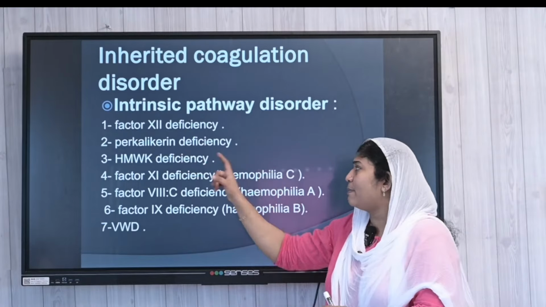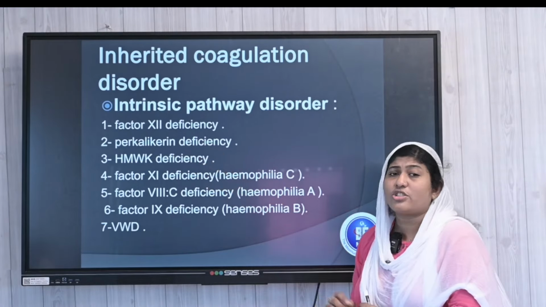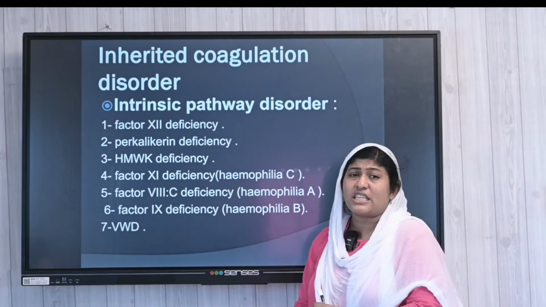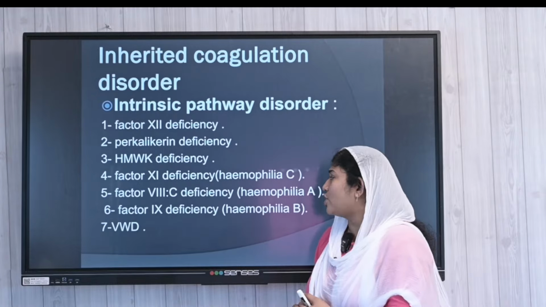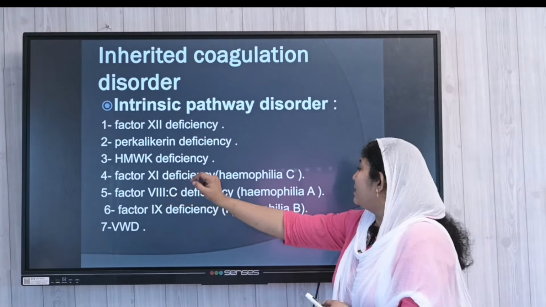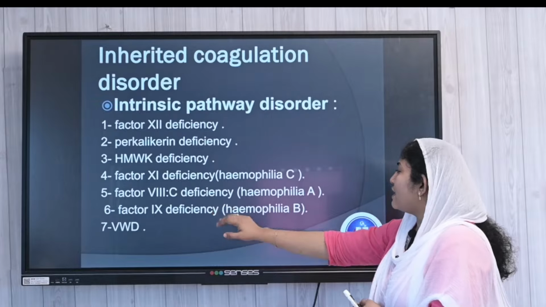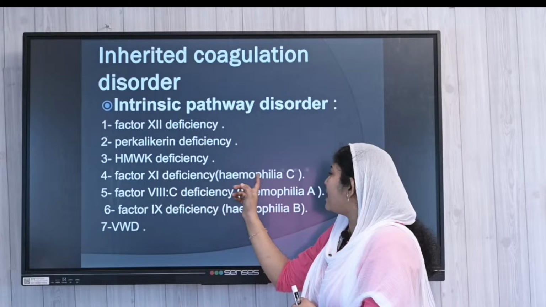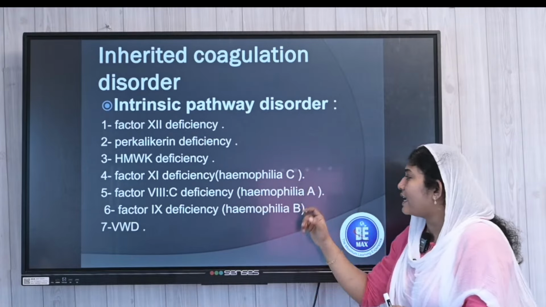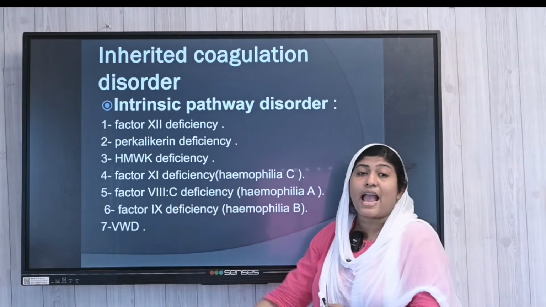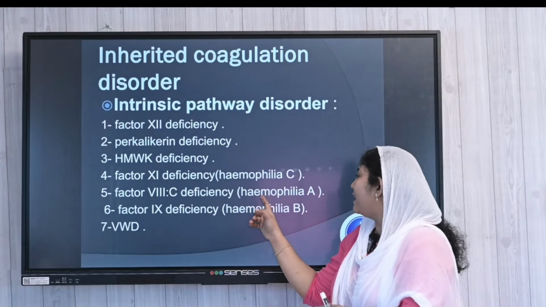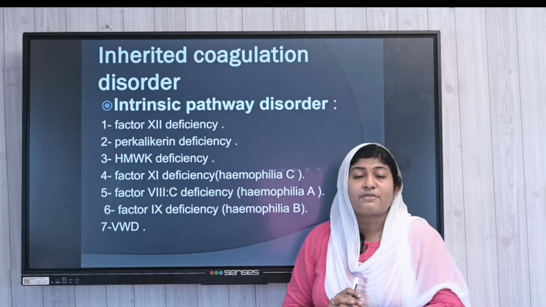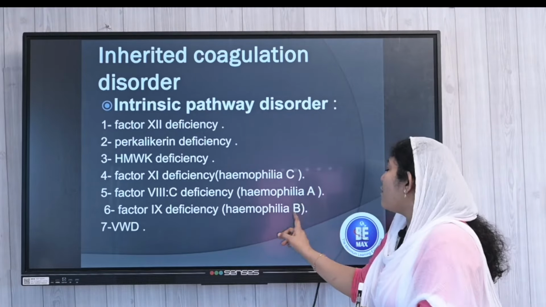Prekallikrein deficiency. Prekallikrein and high molecular weight kininogen both support the coagulation cascade, so any of these deficiencies will indirectly affect the clot retraction of the patient. Then factor number 9 deficiency, factor number 8 deficiency, factor number 11 deficiency, they all can be affecting. Factor number 11 deficiency results in the condition called hemophilia C. Factor number 8 deficiency, that is anti-hemophilic factor deficiency, leads to hemophilia A. And factor number 9, Christmas factor deficiency, results in hemophilia B.